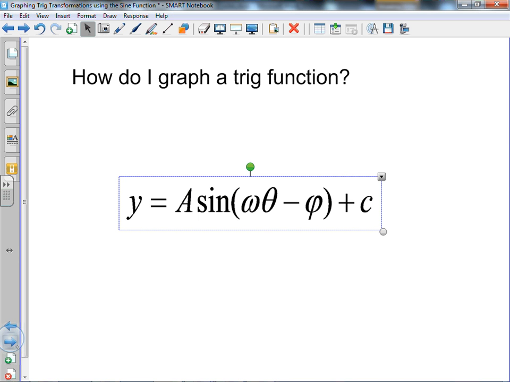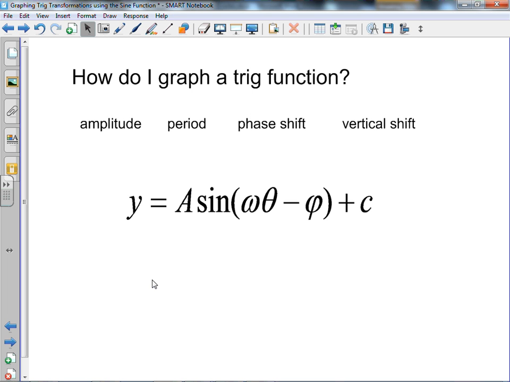So, what are we going to look at first? Well, how do we graph a trig function? What does all this big equation with all these letters mean? Well, it means we have an amplitude, we have a period, we have a phase shift, we have a vertical shift. Well, our amplitude is the A out front.